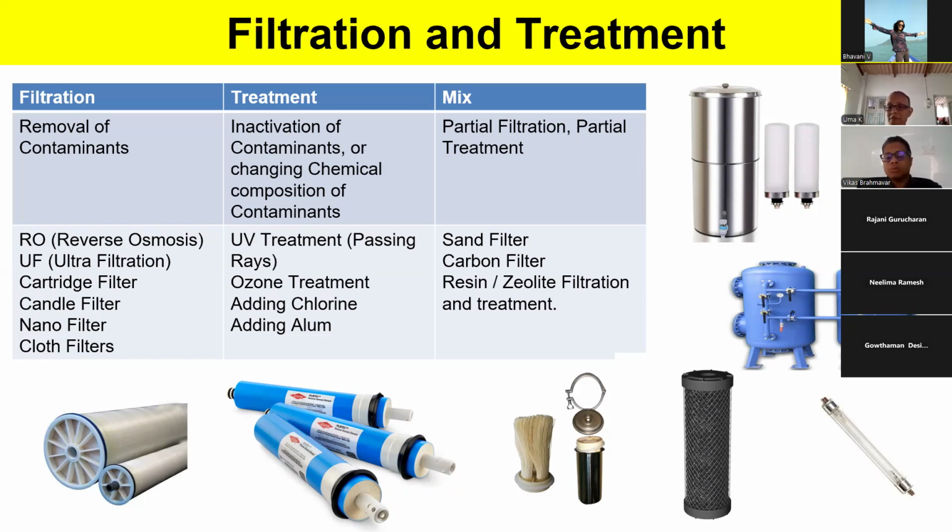Even RO doesn't remove a few chlorine compounds. When you put chlorine into the water, there are different salts of chlorine, THMs they call them, which are carcinogenic. They get absorbed onto the surface of the carbon, right?